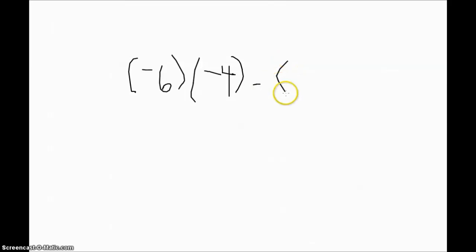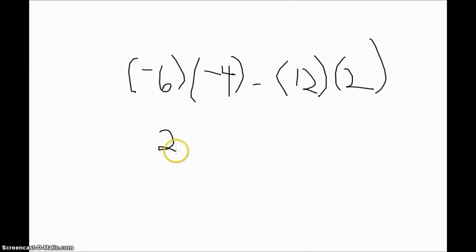For the next problem, we have negative 6 times negative 4 minus 12 times 2. Okay, so negative 6 times negative 4, we get positive 24. Minus 12 times 2, that's also 24. 24 minus 24 is 0.